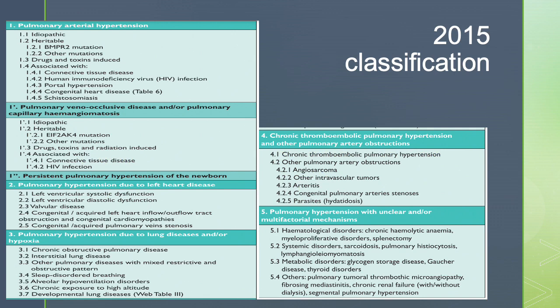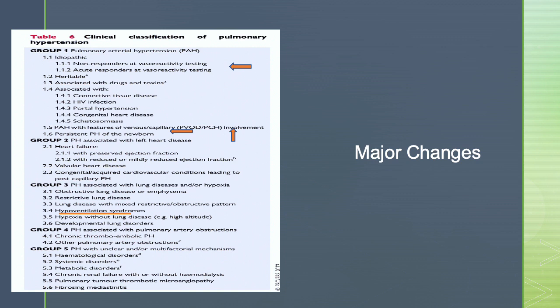So the classification. The 2015 classification, which was the last update, divided pulmonary hypertension into 5 major groups. You'd remember that the first group of pulmonary arterial hypertension was further divided into idiopathic, heritable and associated with certain factors, and then there was one with veno-occlusive disease and persistent pulmonary hypertension of the newborn, and then the rest of the groups were divided. Now what's changed now? There are a few major changes.